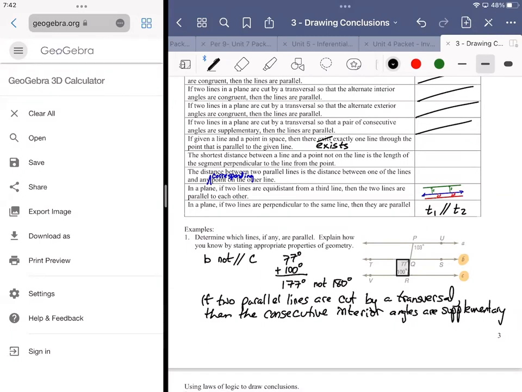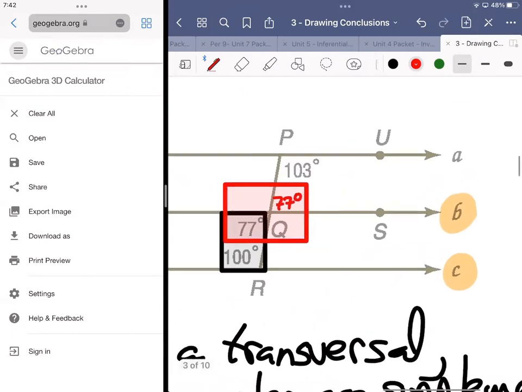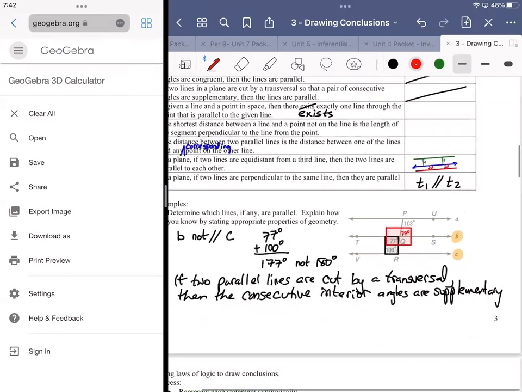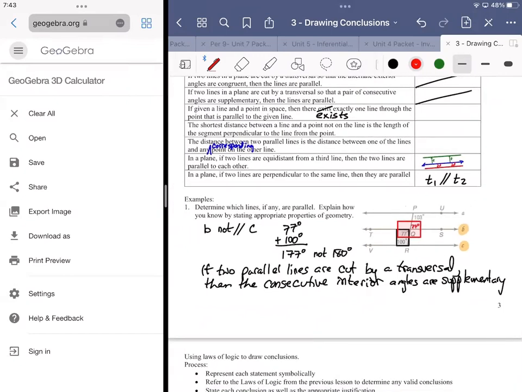Now, on the other hand, if we look at this cluster of angles, we can deduce, if we want to get all logical about it, which we do, that this is 77 degrees, and that's because those are vertical angles. And vertical angles are always congruent to each other. So now I have enough to say that A and B are parallel to one another, and that's because 103 plus 77 is equal to 180 degrees. Same rule: two parallel lines are cut by a transversal, consecutive interior angles are supplementary. So that would be this pair of angles.